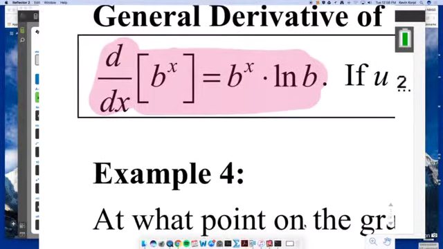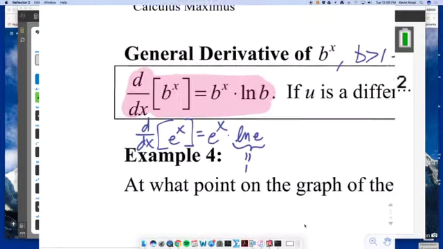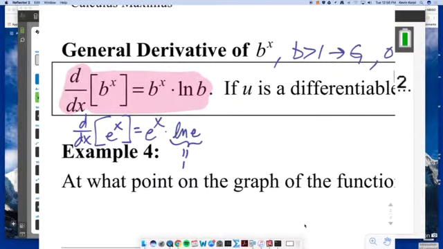And that should work for e to the x as well. Watch this. The derivative with respect to x of e to the x, by this new rule, should be itself times the natural log of the base. The base is e. What is the natural log of e equal to? 1. And because the natural log of e is 1, e to the x is the only exponential function that is its own derivative, because the natural log of any other number is not 1. That's kind of cool. Everything else is a vertical stretch or compression of itself.